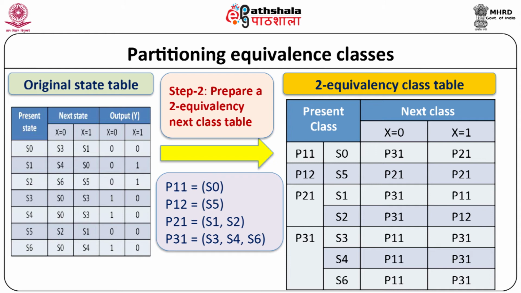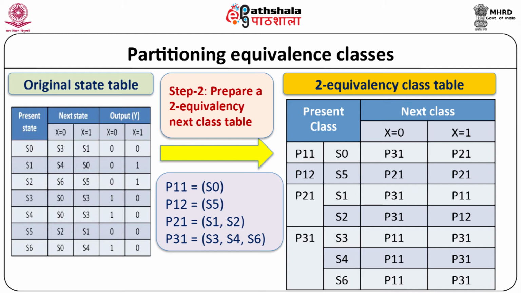A new class table is to be prepared by referring to the original state table to indicate 2 equivalency classification. The 2 equivalency next class table is indicated here. For example, the x is equal to 0 next state for present state S0 is S3, which is in class P31.